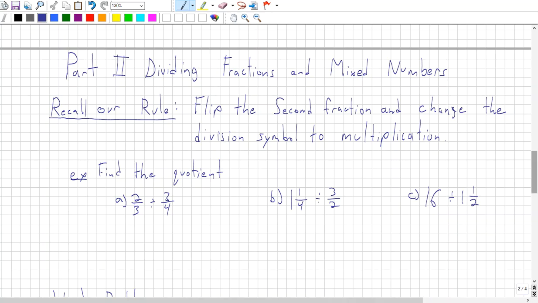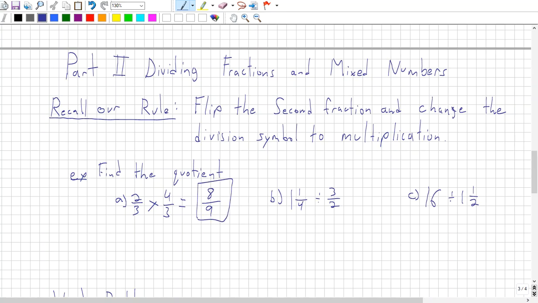So just like we did when we're adding and subtracting. So recall the rule. We're going to flip the second fraction and change the division symbol to a multiplication symbol. So just like we did before, this time we don't have to put anything over 1. That's kind of nice. We just flip the second fraction. So 3/4 flipped is 4/3. And change this division symbol to a multiplication. 2 times 4 is 8. 3 times 3 is 9. I cannot reduce that, so that is my final answer.